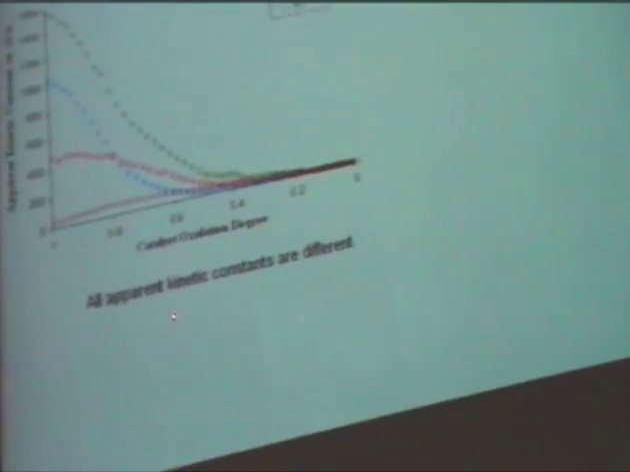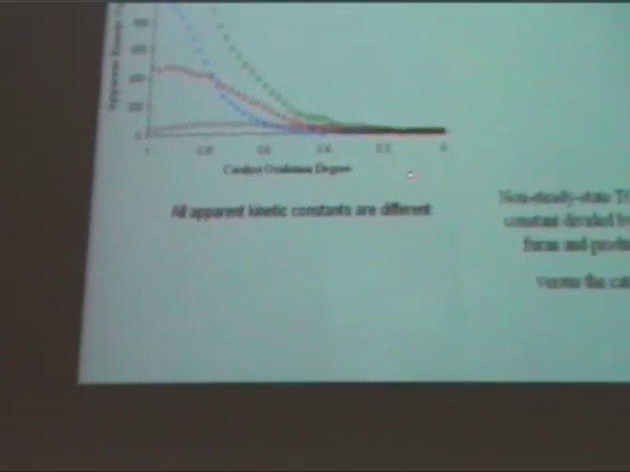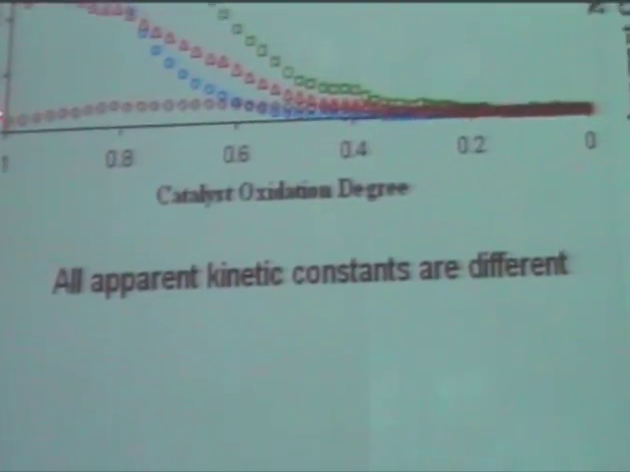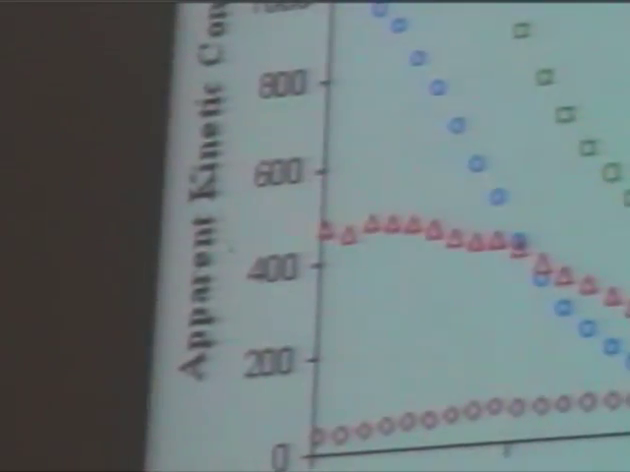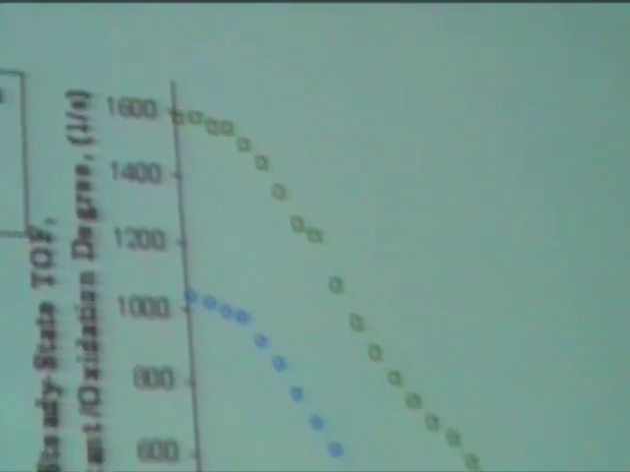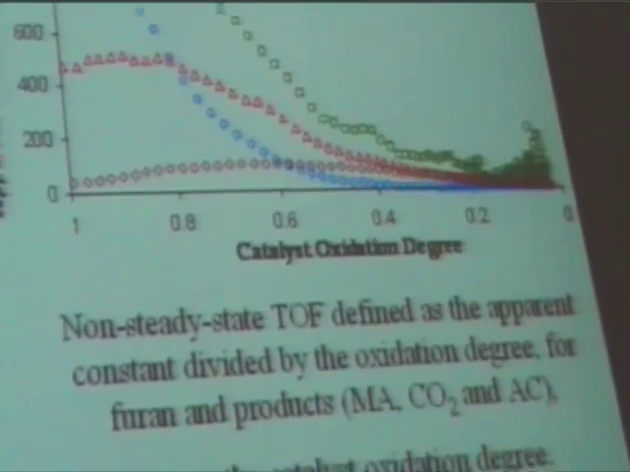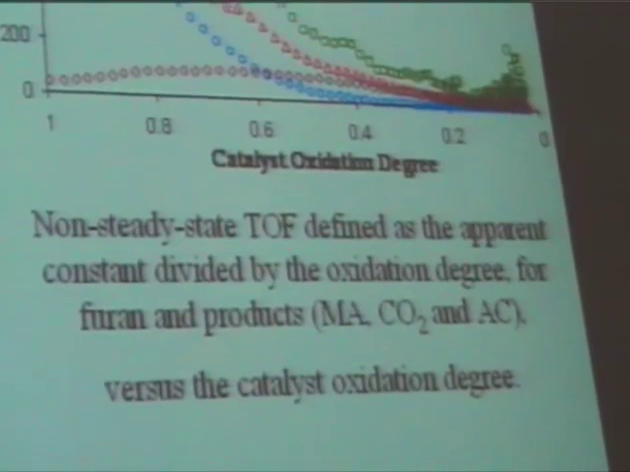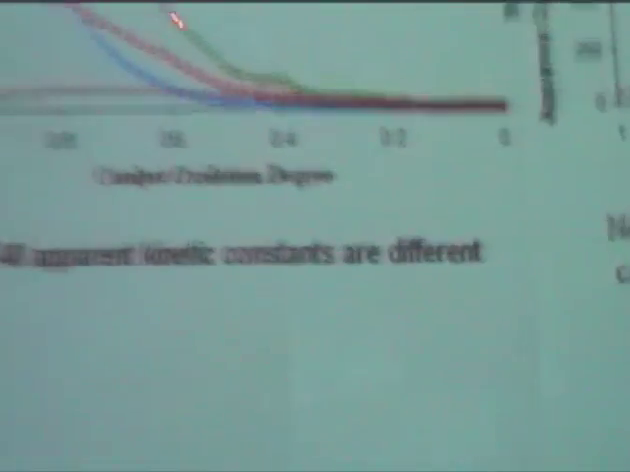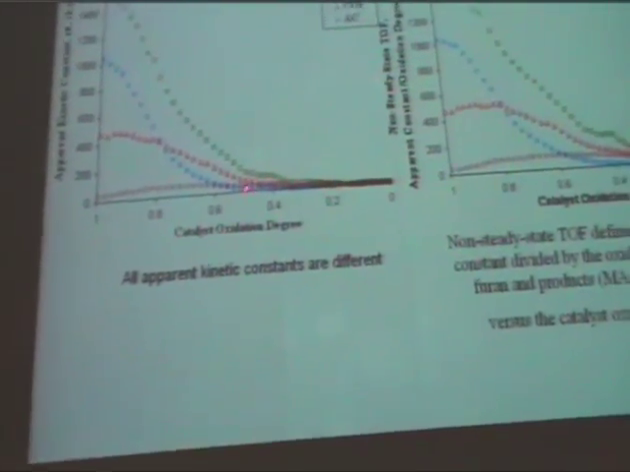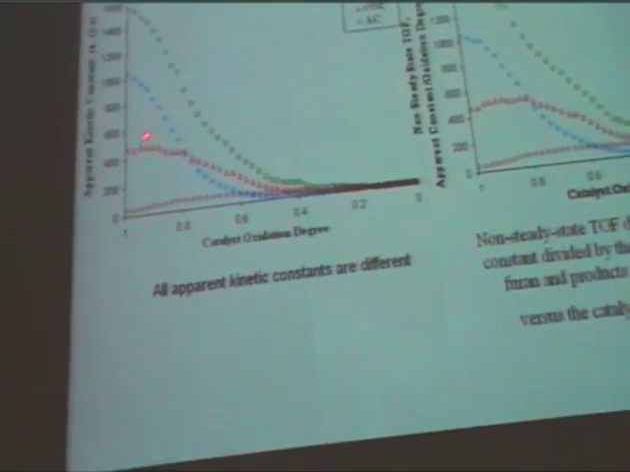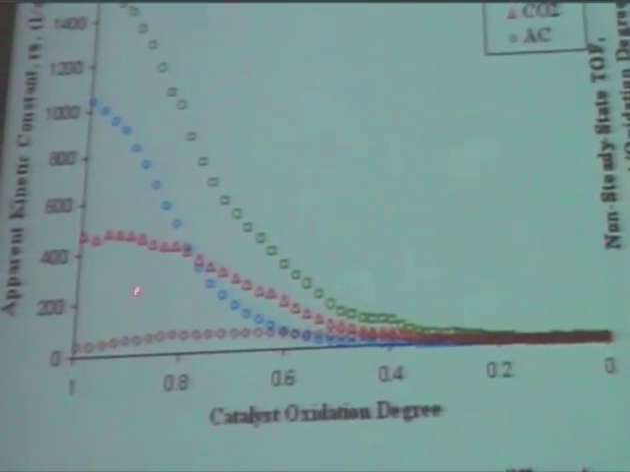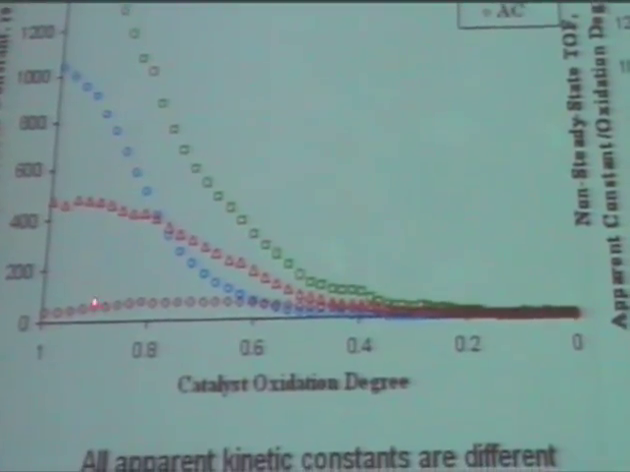So, let's go back to our data. This is data from Fourier oxidation. We extracted the kinetic constant using a very simple equation: conversion divided by unity minus conversion, divided by residence time. And we have apparent constants for all reactants and products versus catalyst oxidation degree. Look at this. This is constant, not constant. They change as a function of catalyst oxidation degree. Also, this constant is very different for all products. It's the first fingerprint: we have different rules for each product.